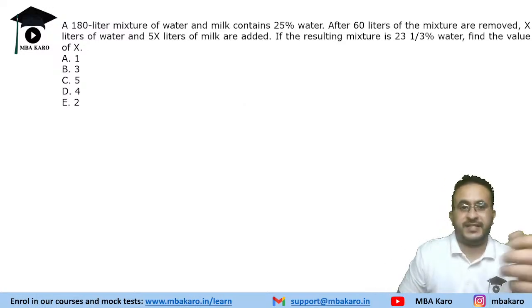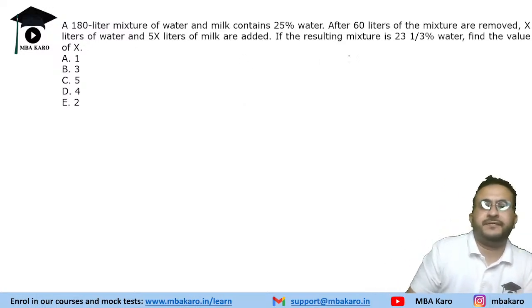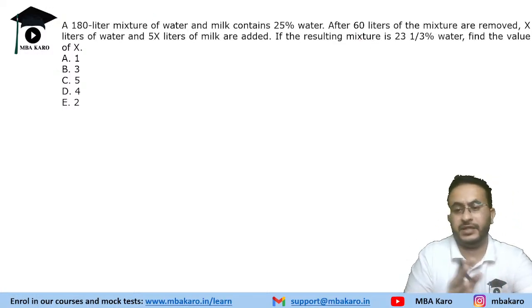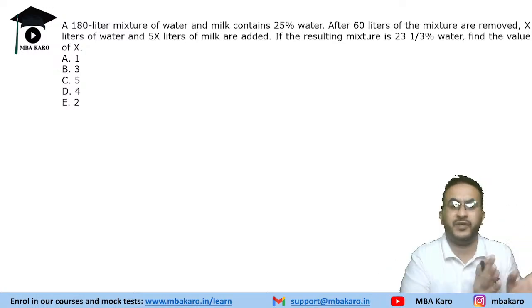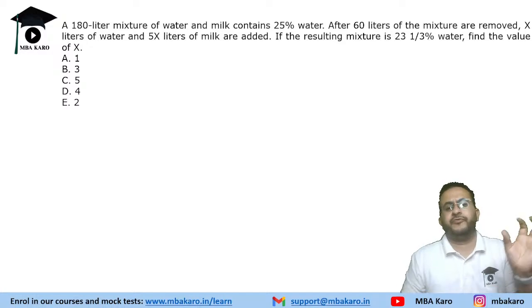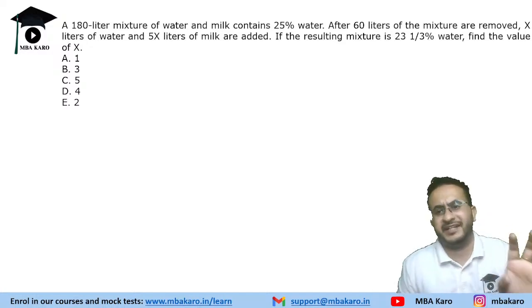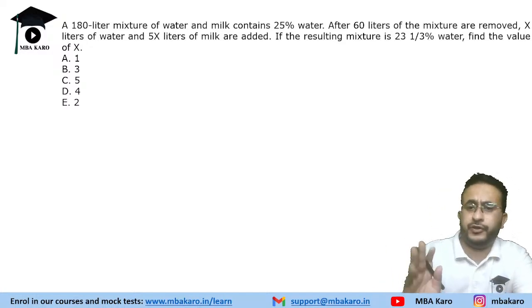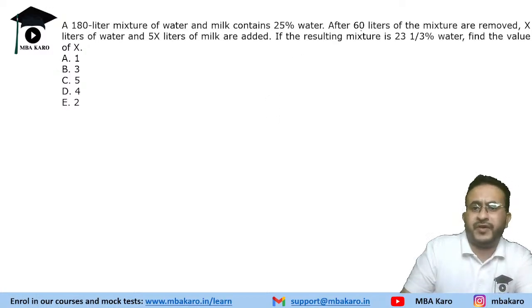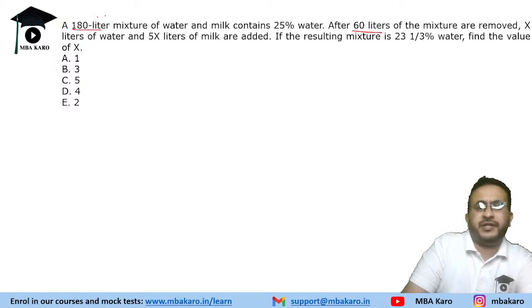सो ऐसे देखते कैसे कर सकते हैं. ठीक है, see, no matter how much you are removing, the portion will remain same. Like if it is 25% water, it will contain 25% water only. Like if you remove 10 liters, 20 liters, 80 liters, any quantity from the original mixture, वो ratio वही रहेगा. ठीक है, so when you remove 60 liters from it, 120 liters is remaining.